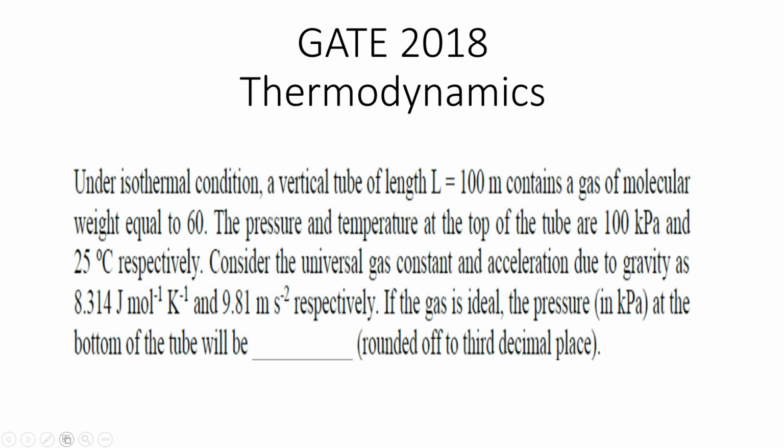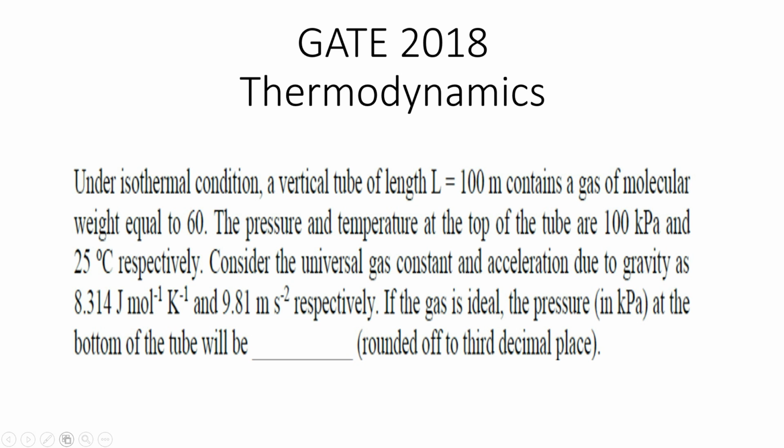Consider the universal gas constant and acceleration due to gravity as 8.314 joule per mole Kelvin and 9.81 meter per second square respectively. If the gas is ideal, the pressure at the bottom of the tube will be, we need to calculate the pressure at the bottom of the tube, right? So just imagine this picture of 100-meter vertical tube, right? We have a 100-meter vertical tube.